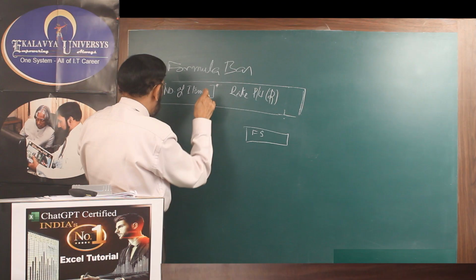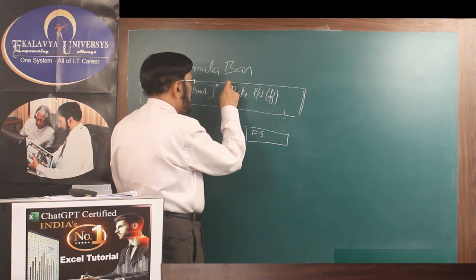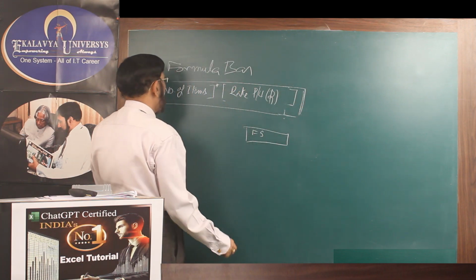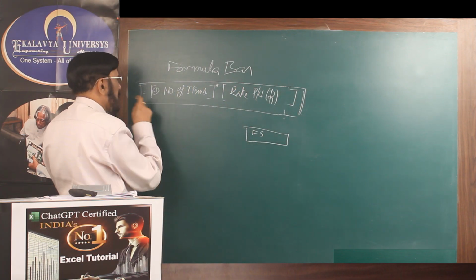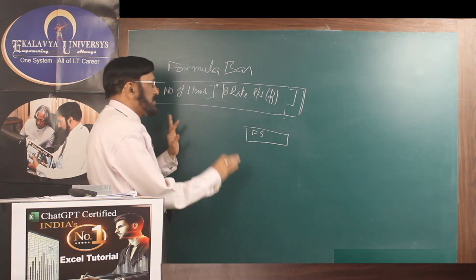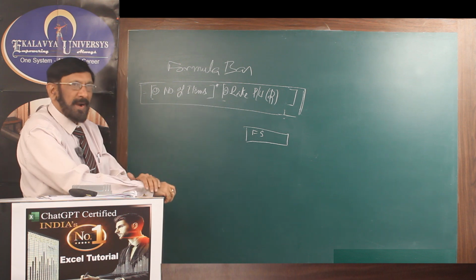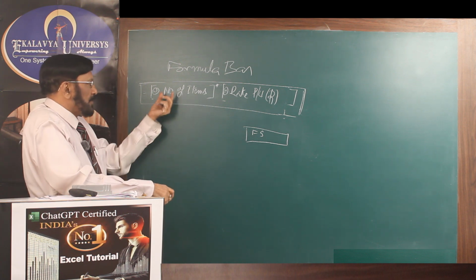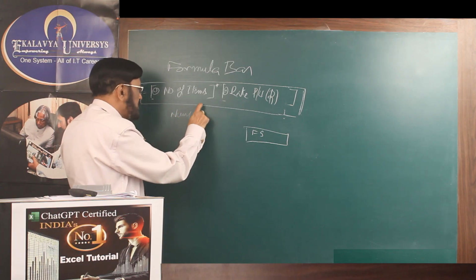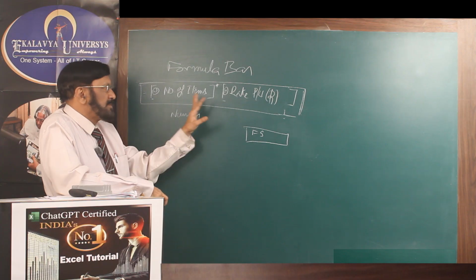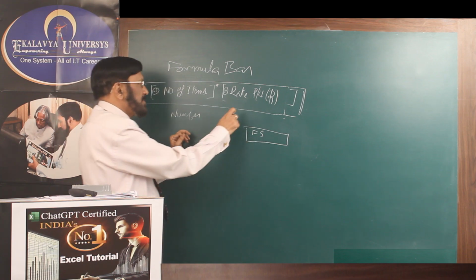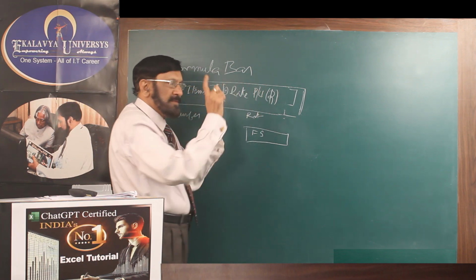Here, an opening square bracket, a closing square bracket, an opening square bracket, a closing square bracket. That you have to write. Thereafter, you have to write the at symbol. Normally, this is enough. But one clause is there. Suppose it is a single word, like number, or just rate, then this syntax is perfect.